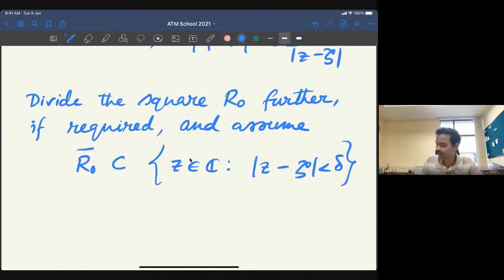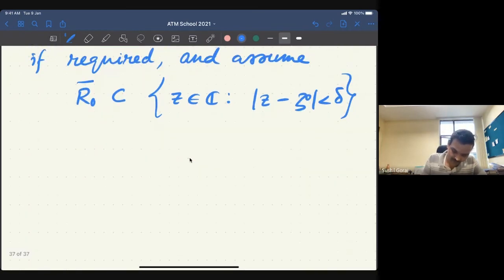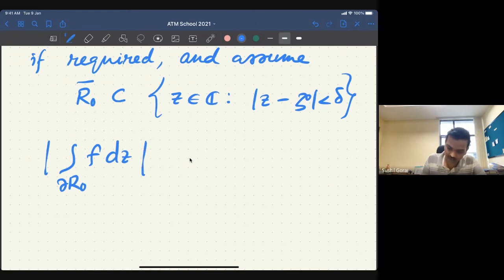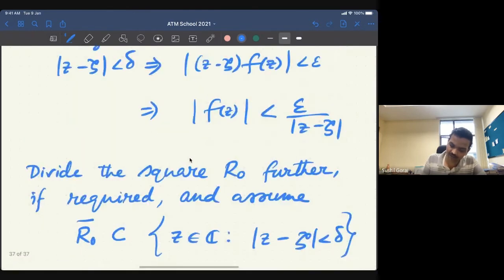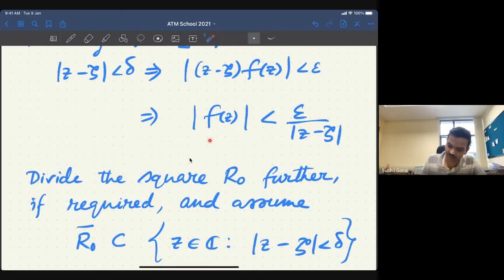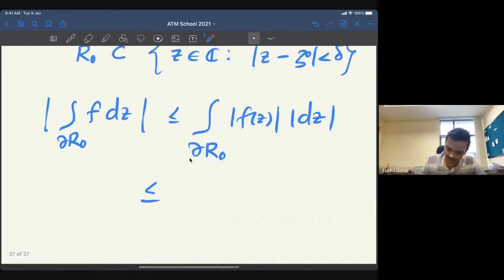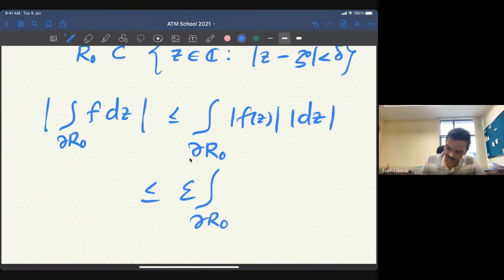Now, once this is there, we'll estimate the integral. So we will estimate the modulus of this integral of f dz, which is less than or equal to the integration over del R naught of mod f(z) mod dz. So this is less than or equal to, mod f(z) is nothing but this one, so this epsilon comes from here, and then integration over del R naught of mod dz by mod z minus zeta.